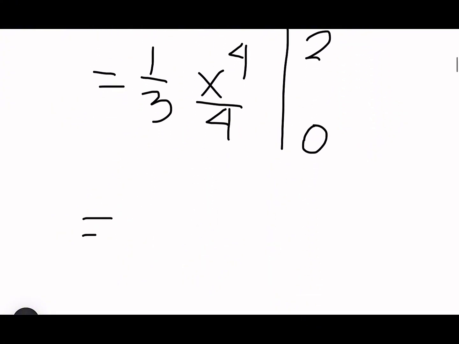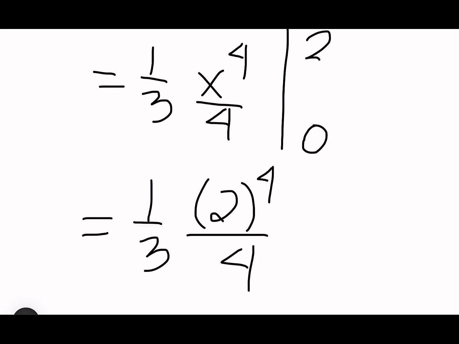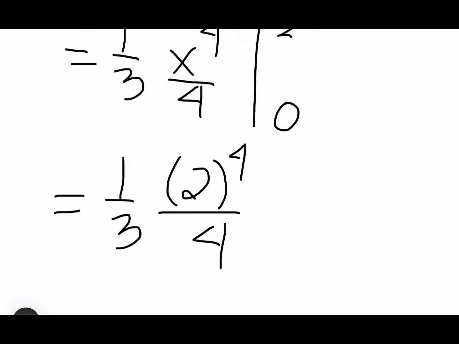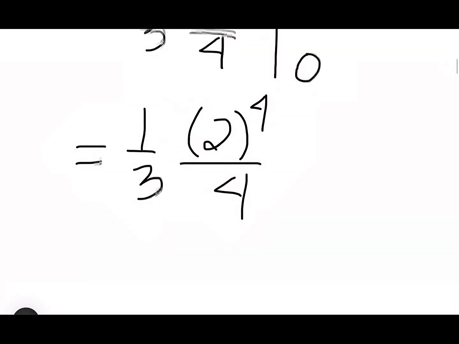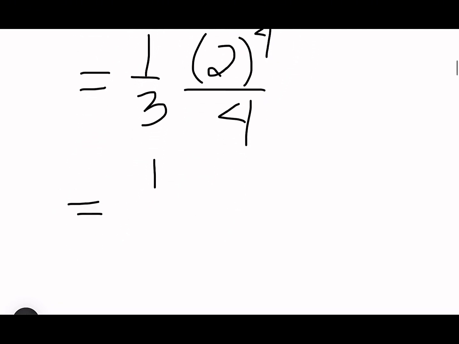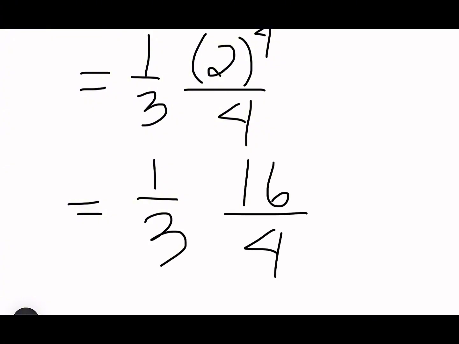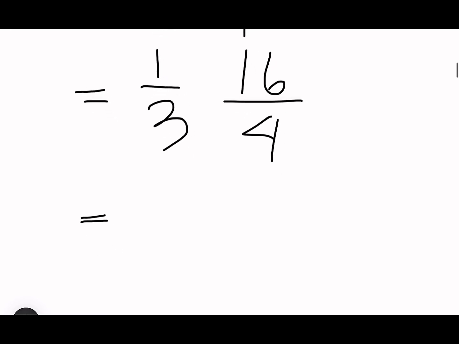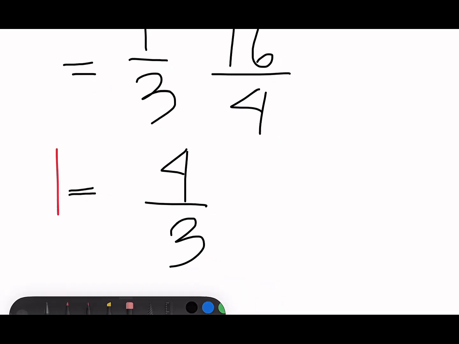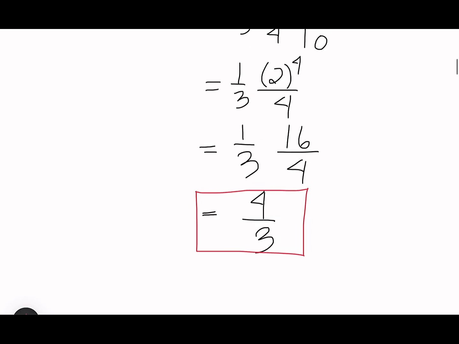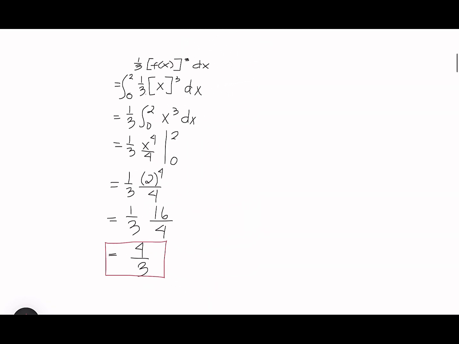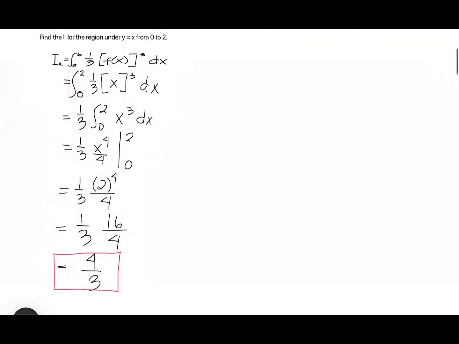So then it's going to be 1/3. Substitute the x with 2, so 2 to the 4 over 4. We can also substitute the 0, but it will just be 0 anyway. So just solve it. 1 over 3, 2 to the 4 is 16 over 4. So our final answer is simply 4 over 3. So here's the solution.